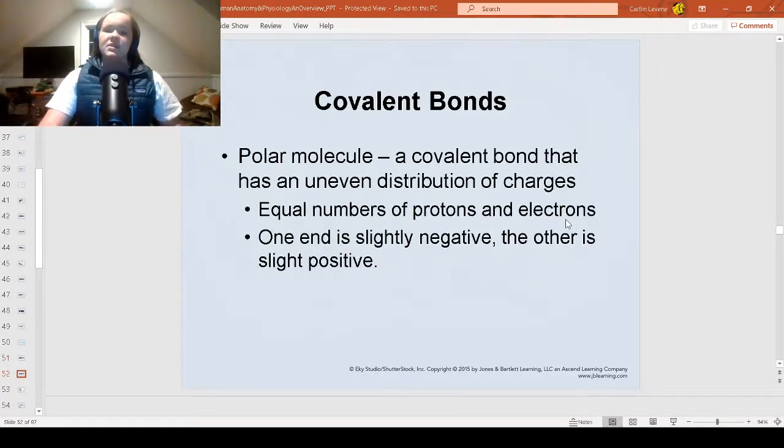Polar molecules have a covalent bond with an uneven distribution of charges. So there's always a dipole moment when connecting in covalent bonds. You have an equal number of protons and electrons. One end is slightly negative and the other slightly positive.